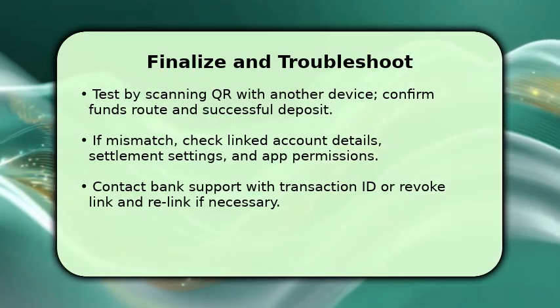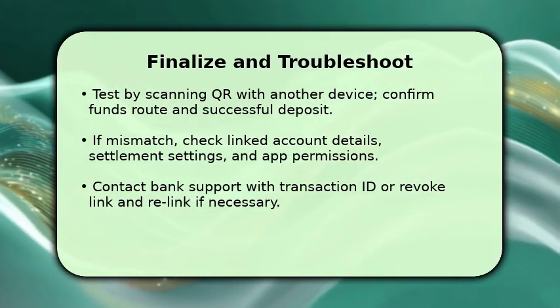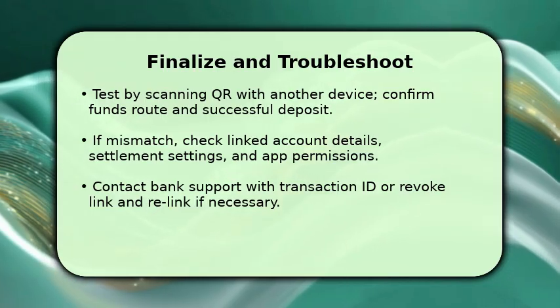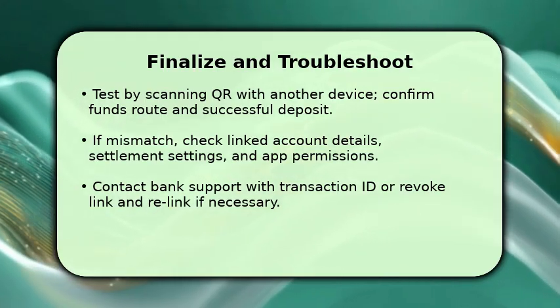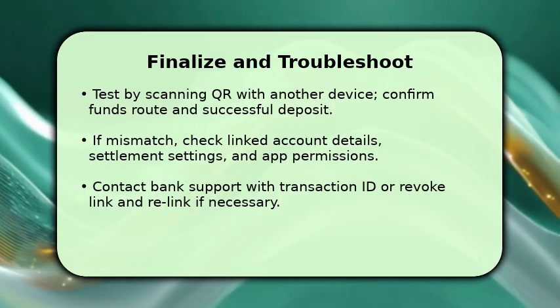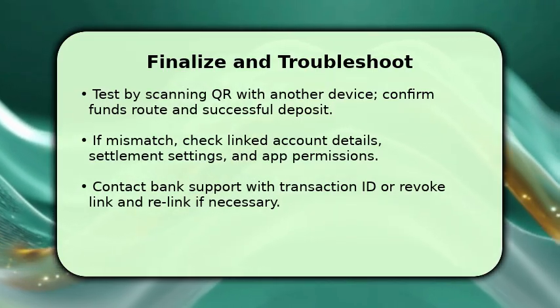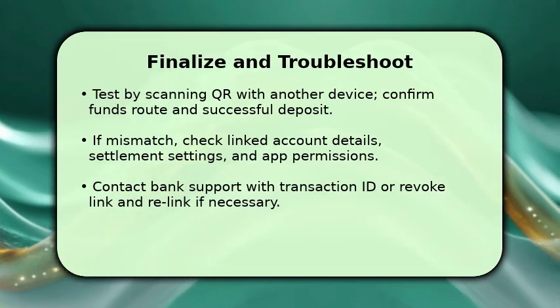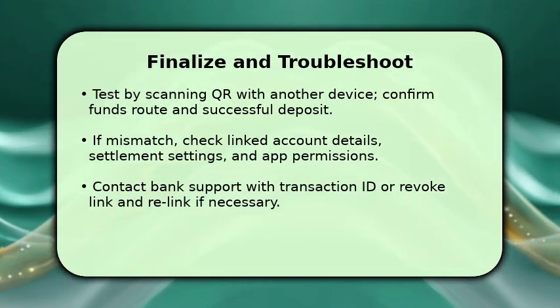If anything goes wrong, first check account number, IFSC or routing and settlement settings. Make sure permissions were granted. If problems persist, capture the transaction ID, revoke the QR link and relink after correcting details, and contact bank support for trace and reversal. This solves most issues quickly.